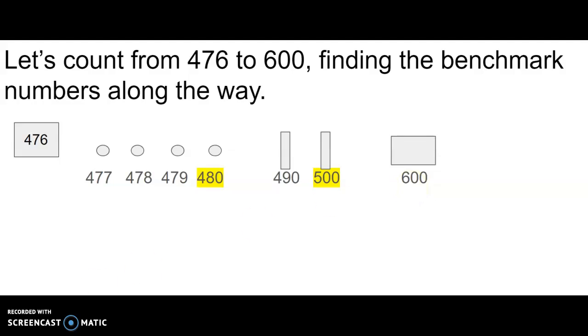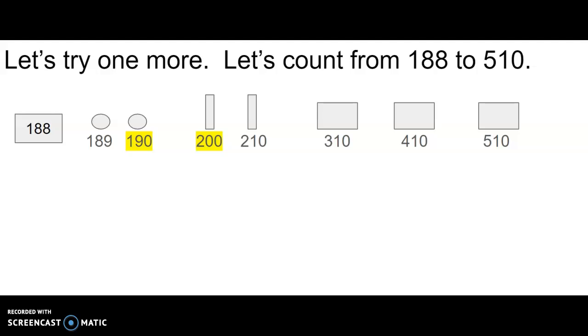Let's try one more. Let's count now from 188 to 510. This one's going to look just a little bit different, and let's see why. I'm starting at 188. Not a nice benchmark number because I've got an 8 in the ones place. I'm looking for a nice benchmark number with a 0 in the ones place. So I'm going to start by adding on my ones. I'm at 188. When I count by ones, I get 189 and then 190. 190 is my first benchmark number.